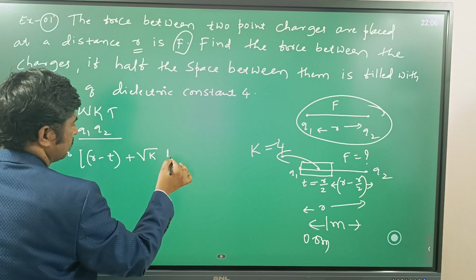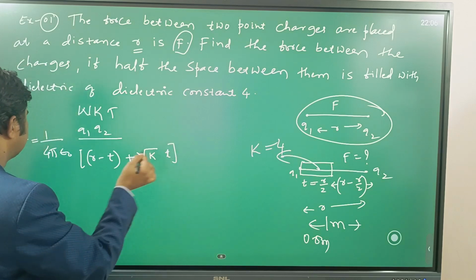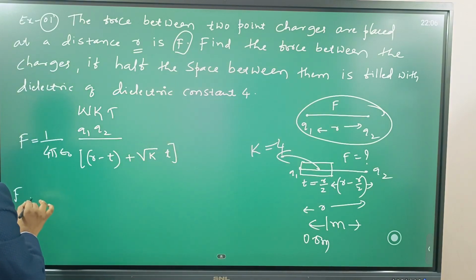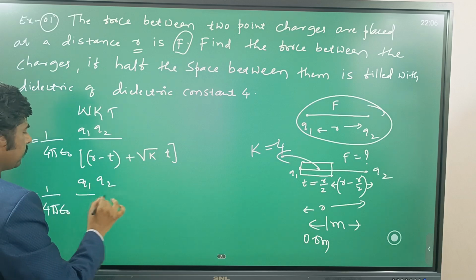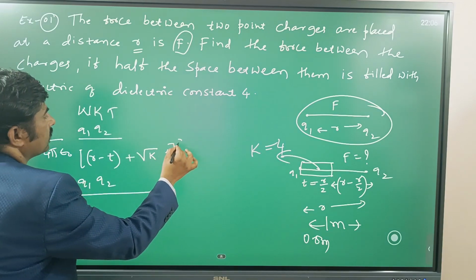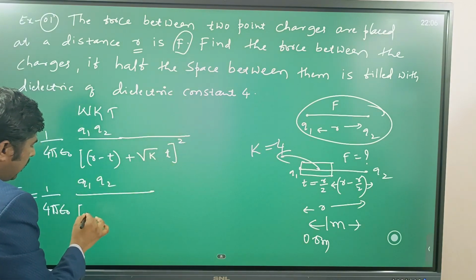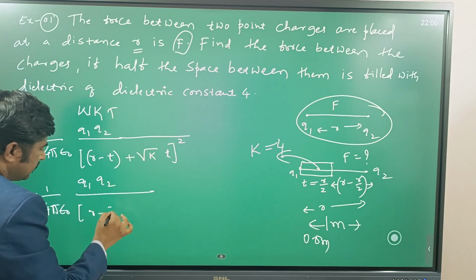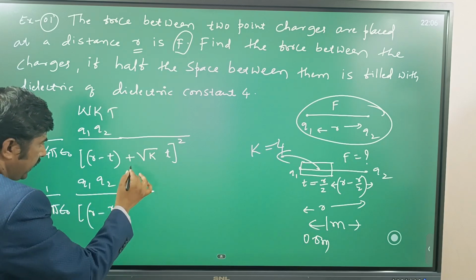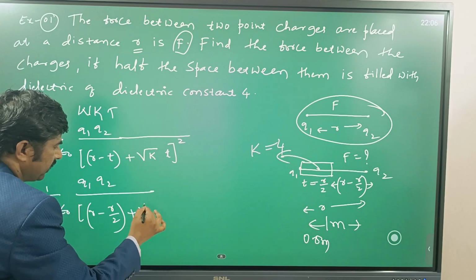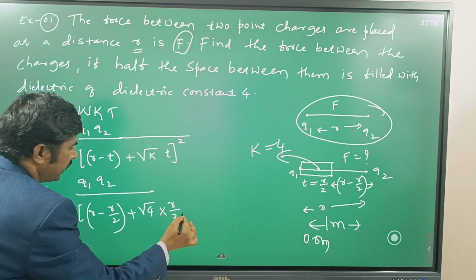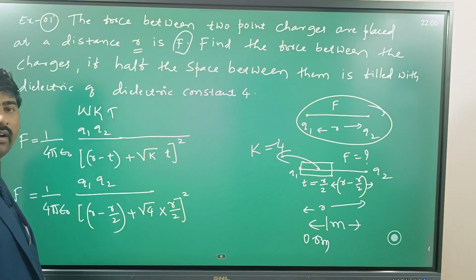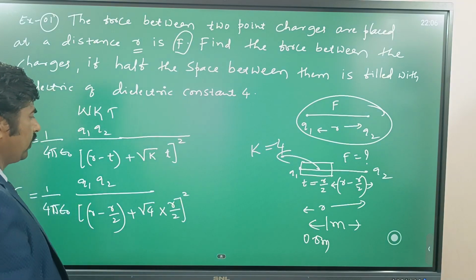So t value is, I will write this formula as it is first, then I am going to substitute. F is equal to 1 divided by 4 pi epsilon naught, q1 q2 divided by, so this is r square. So r value is r minus t value, which is r by 2, plus k value is given, that is 4, the dielectric constant, and t value is again r by 2, whole square. Are you clear? So in the next case what will happen?